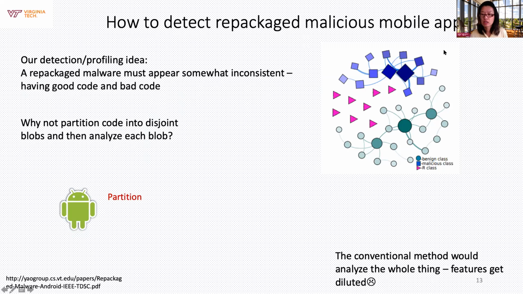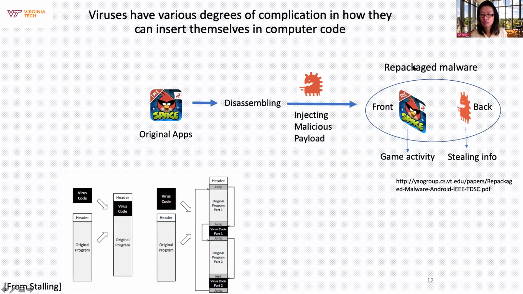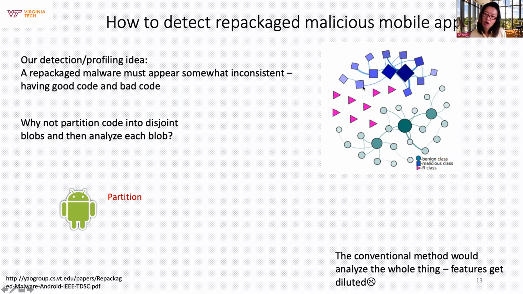So we found out that repackaged apps usually have this consistency issue, right? It has some malicious code that gets injected, some random things, and then it has the original part, and then there's some disconnect between the old part and the new part, the good part and the bad part. And so maybe we don't have to analyze the thing as a whole in its entirety. We can break it apart first.